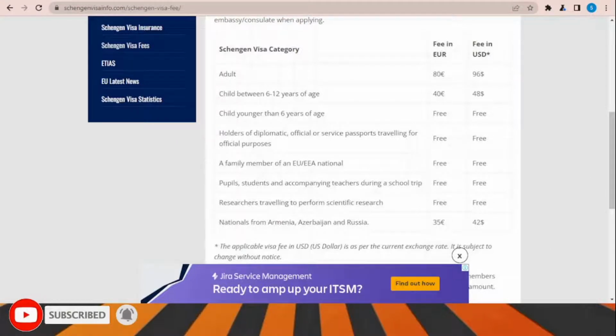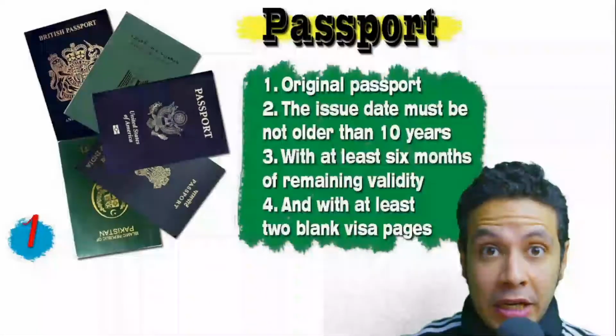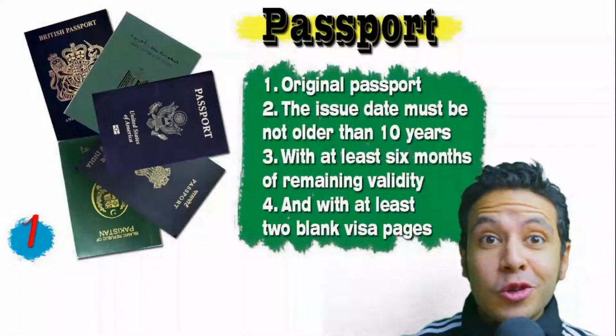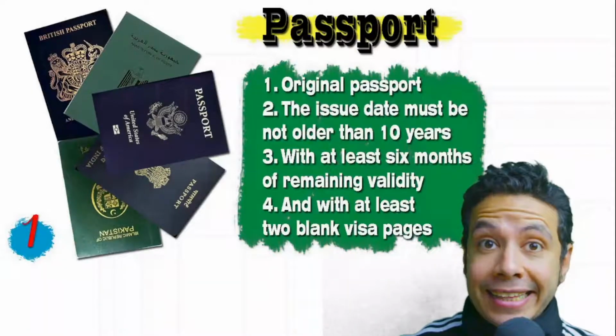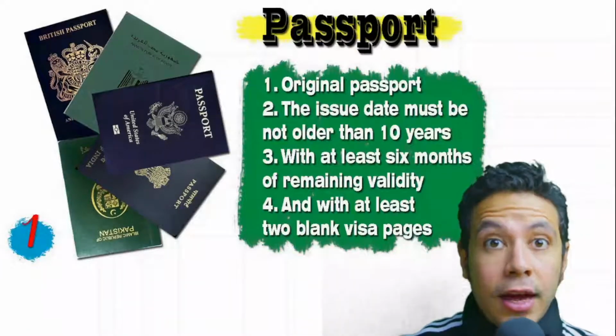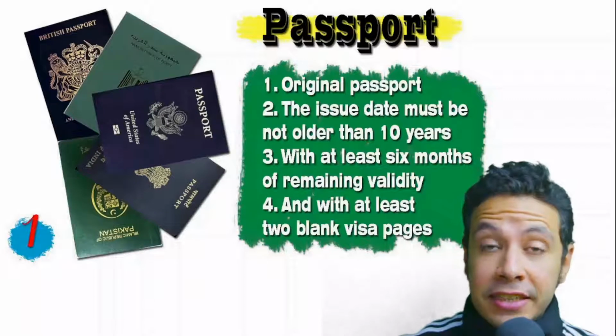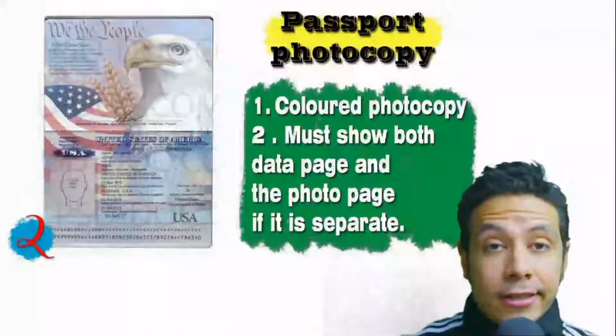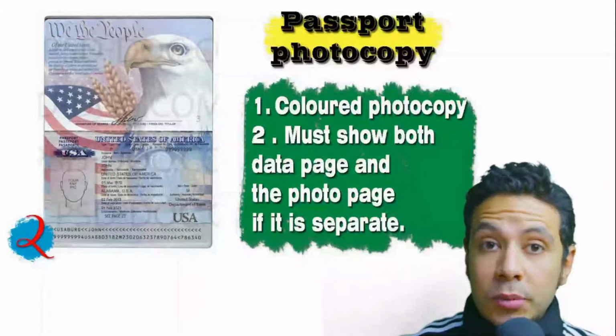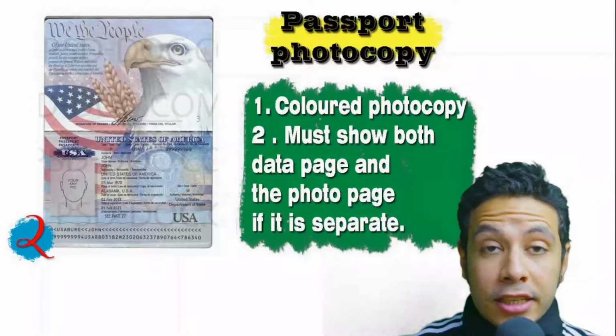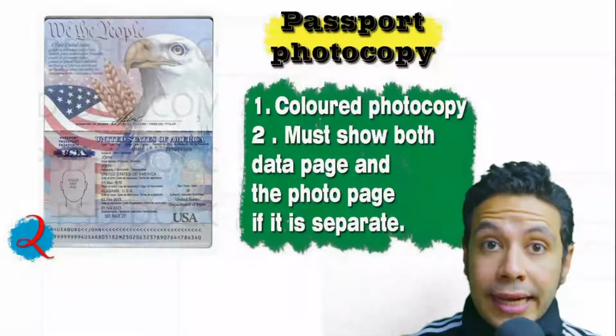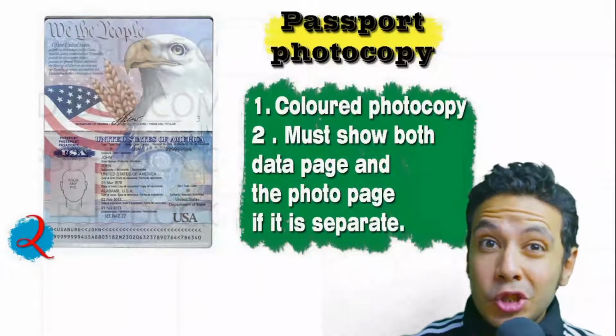So what are the required documents that you will need while applying for any visa? Speaking about your passport, it must be original and it must not be older than 10 years, with at least 6 months of remaining validity, and with at least 2 blank visa pages for the stamps. In many cases you will also need a passport photocopy. It might be 1 copy or more than one, and it's preferred to be colored, and both the data page and photo page must be shown if separated.